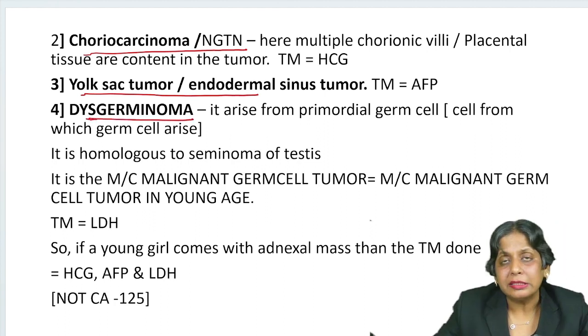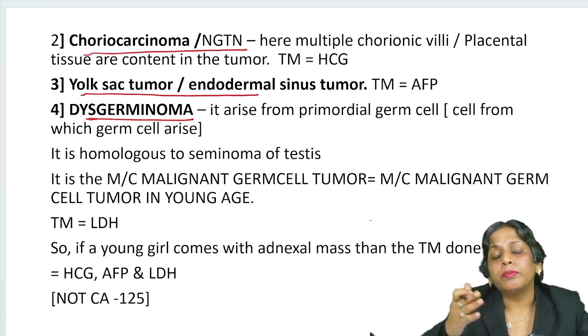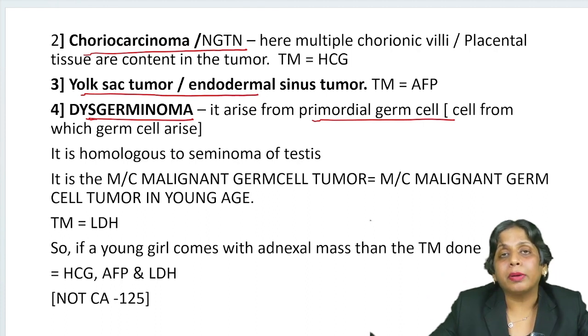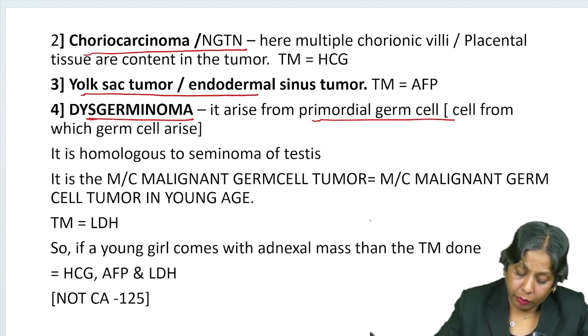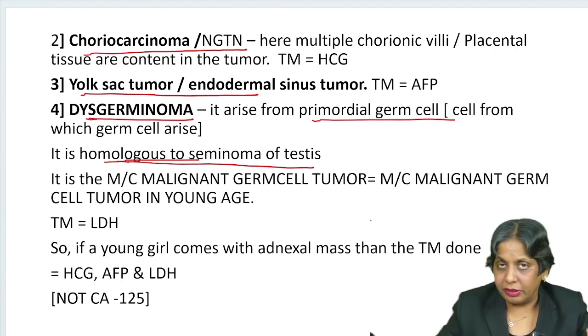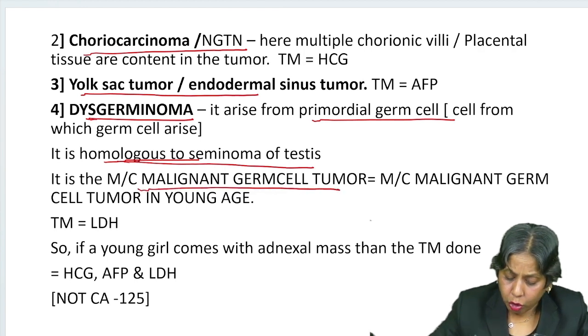Now what is this dysgerminoma? The germ cell, that is the ovum, originates from the primordial germ cell. Now what if this primordial germ cell becomes malignant, becomes tumorous? Then the tumor will be dysgerminoma. It is homologous to seminoma of the testes, which you study in surgery. Now this is the most common malignant germ cell tumor.